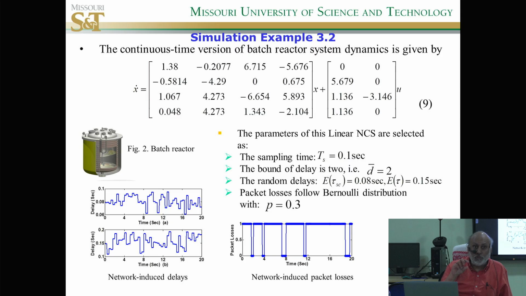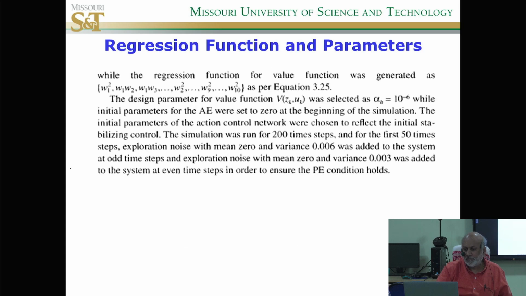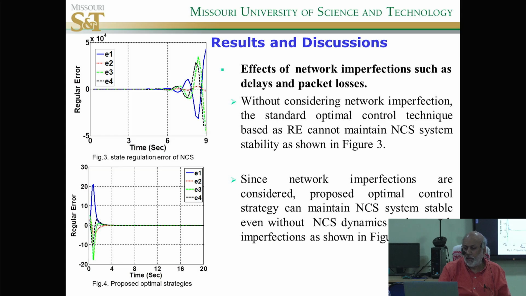So basically you create in the simulation, and you guys could check it. So we create that, and here is the initial admissible control. Okay, and this is somebody else's work. So this was one of the works of my advisor. This is my work. I'm kind of comparing it. Regression function and parameters. Remember, this is the Kronecker function as part of that H matrix. Okay. So now look at that.